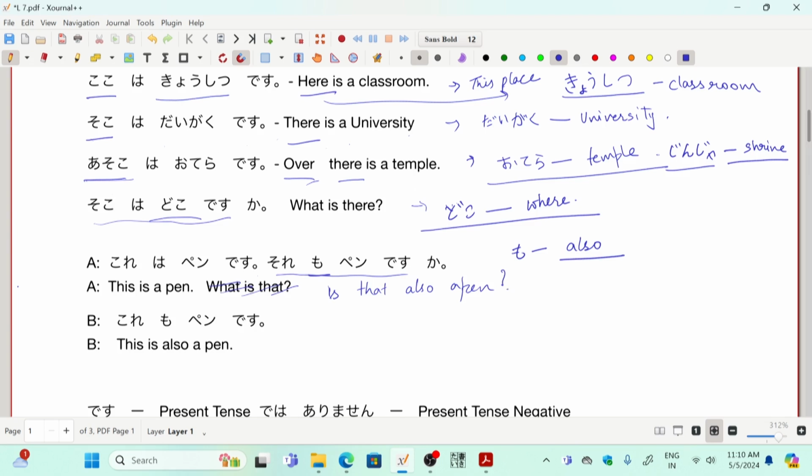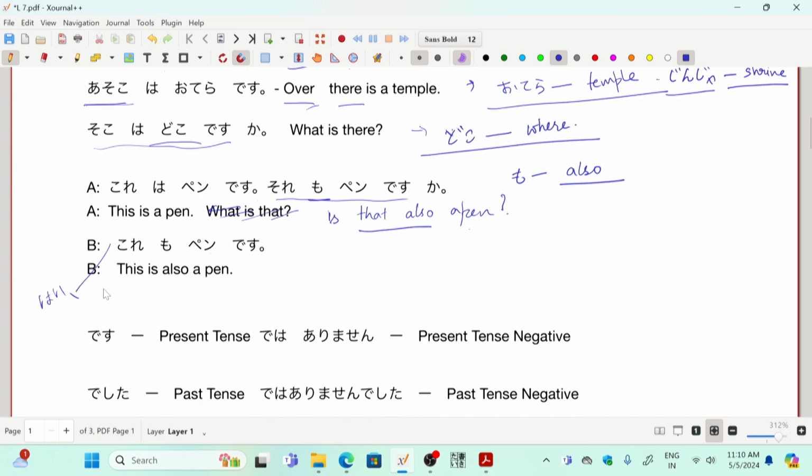So sore mo, is that also a pen? Pen desu ka? Pen. Kore mo pen desu. Here you can add mo.